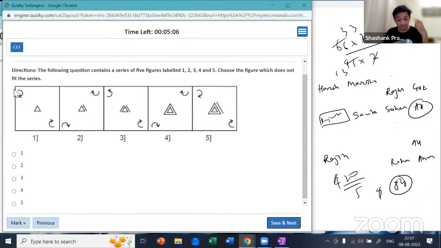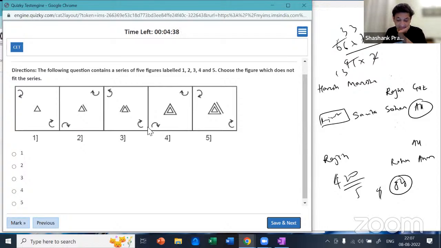Am I doing something wrong? Okay, clockwise semicircle, anti-clockwise, anti-clockwise, anti-clockwise. Okay, so triangle 1, triangle 2, 3 triangles is fine. This one is circle, anti-clockwise. I don't understand. Is the second one off?